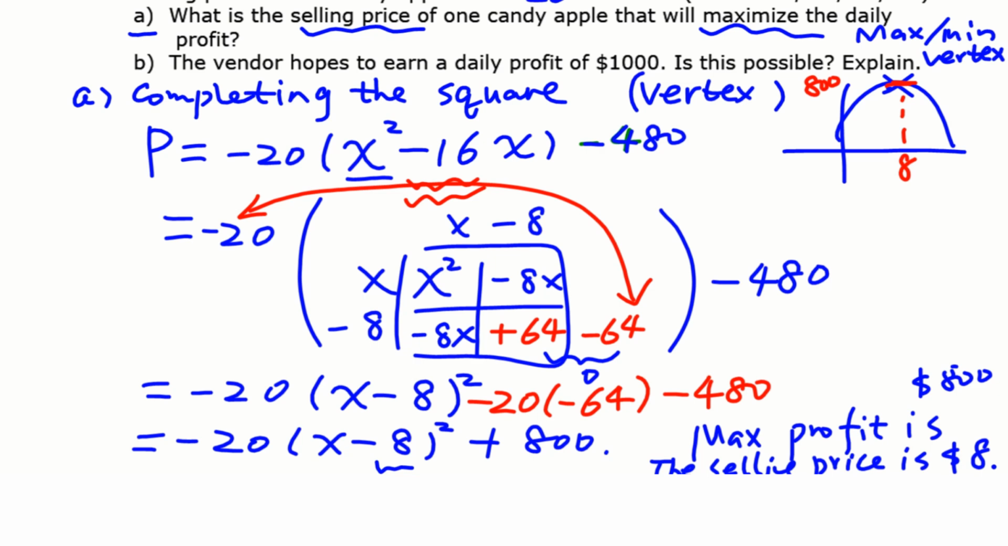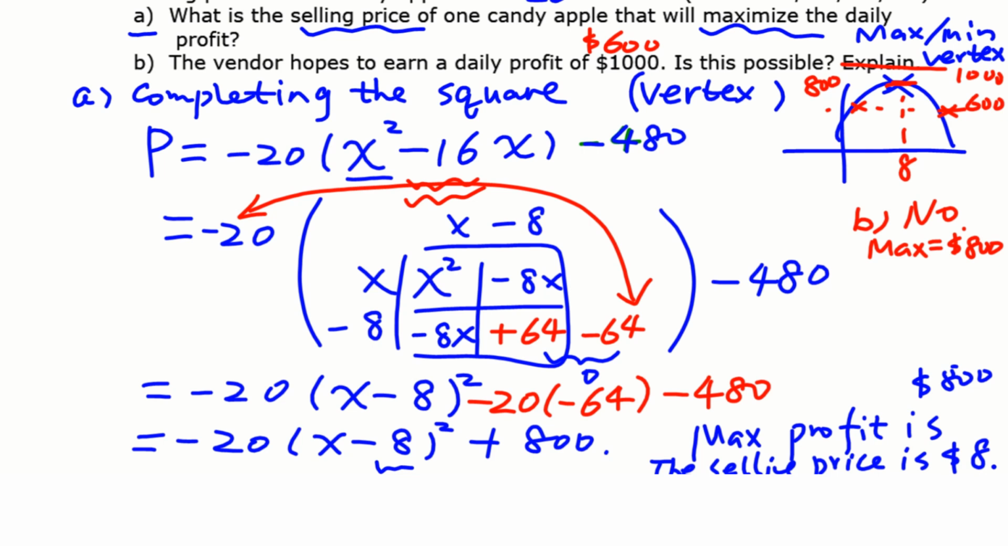So the vendor hopes to earn a daily profit of 1,000. You will see from here, maximum is 800. You are not going to reach 1,000, so it's no. Question B is just no. Max equals 800. So 1,000 is beyond 800, so it won't work. And if this number is 600, then you will say yes. 600 is reachable, but 1,000, no. It's beyond the max. So that is for question B.